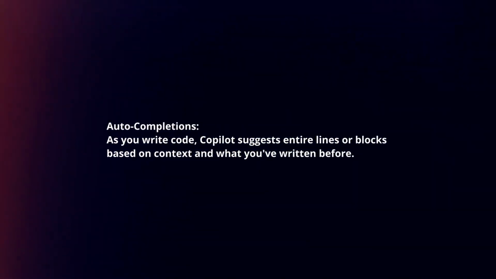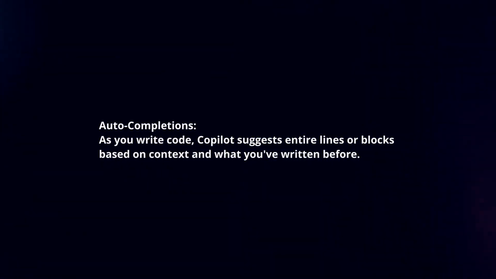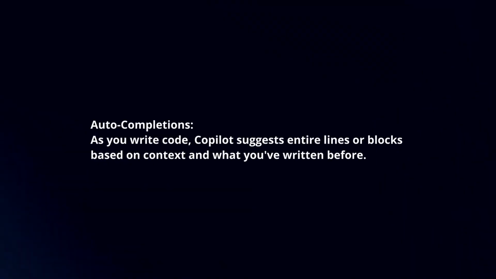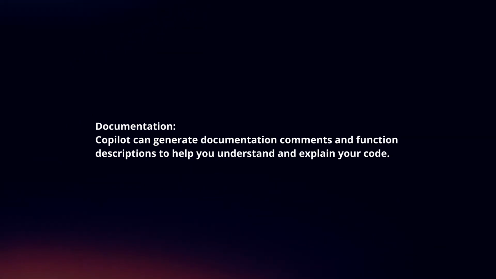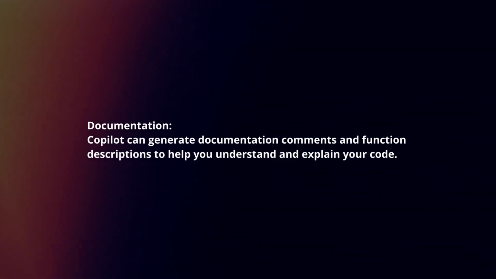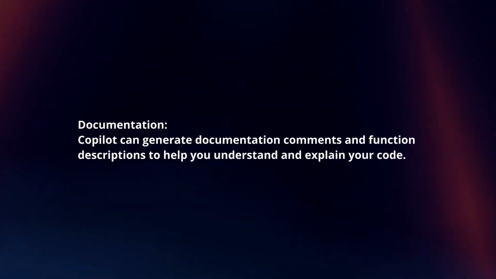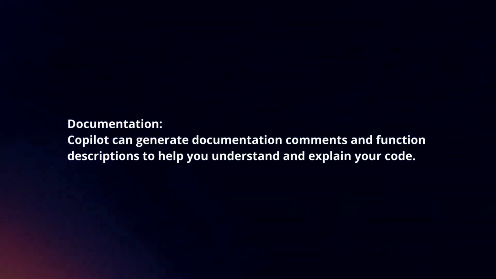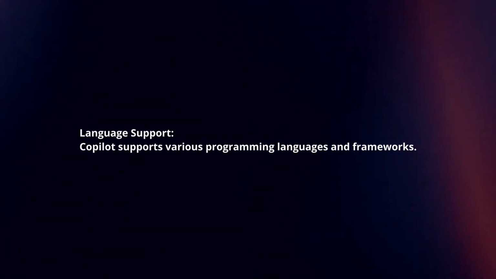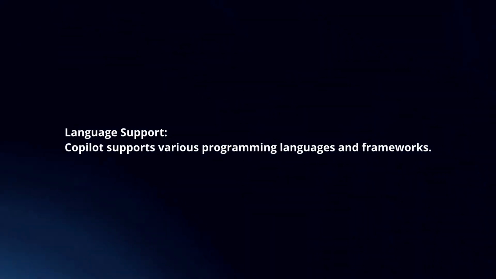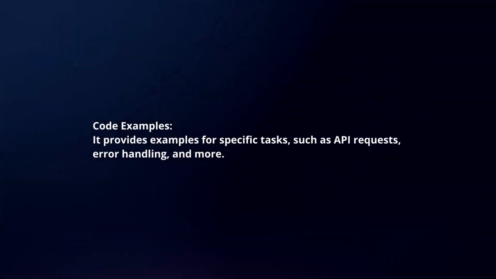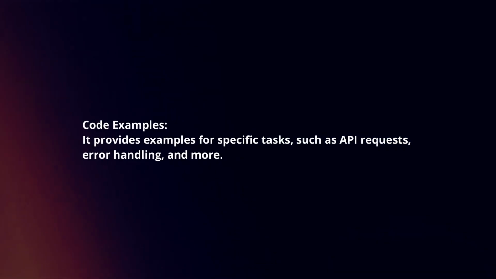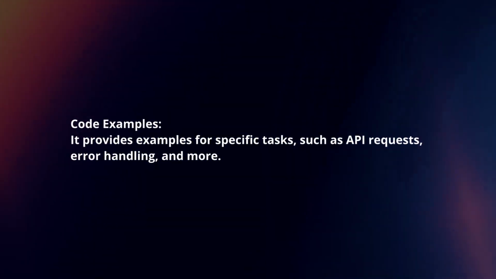Auto completions. As you write code, Copilot suggests entire lines or blocks based on context and what you've written before. Documentation. Copilot can generate documentation comments and function descriptions to help you understand and explain your code. Language support. Copilot supports various programming languages and frameworks. Code examples. It provides examples for specific tasks such as API requests, error handling, and more.